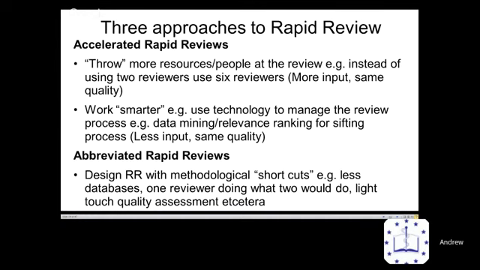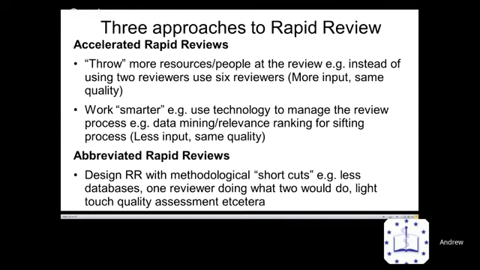And how do you do a rapid review? Well, there are 3 ways that you can do a rapid review. You could throw more resources or people at the review. And so when we did one for the NHS England, we used 6 reviewers instead of 2 reviewers. We did a full systematic review within a 3.5-month period by throwing more resources at it.